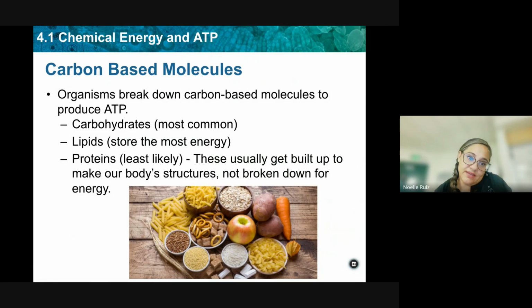Proteins are the least likely. These usually get built up to make our body structures, not broken down for energy. Carbohydrates and lipids and fats are the molecules our body uses for actual energy to be able to do work.